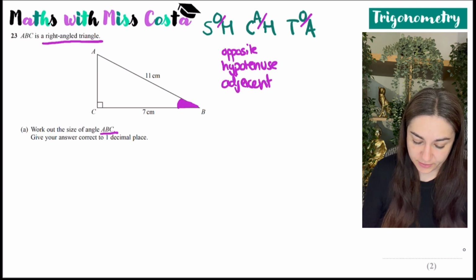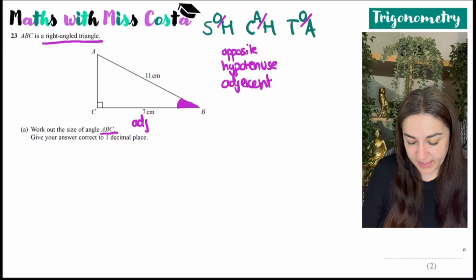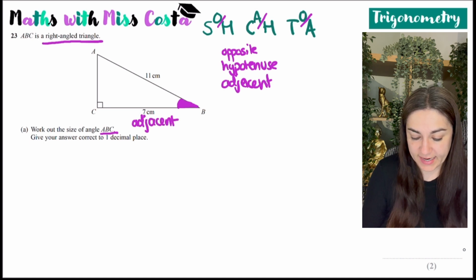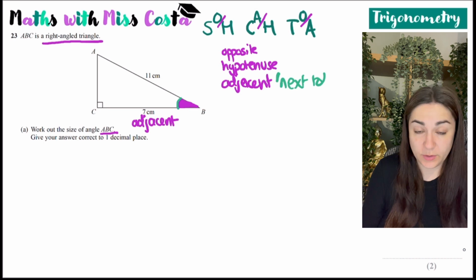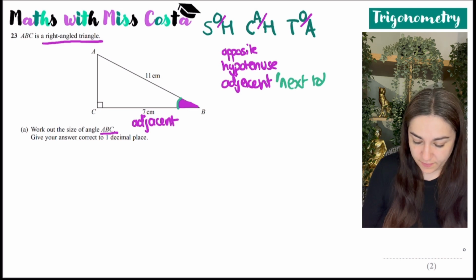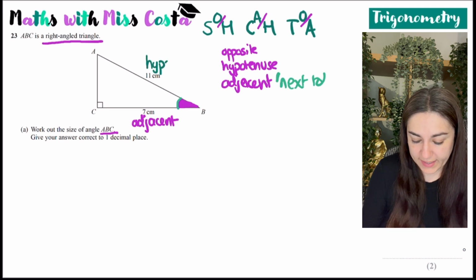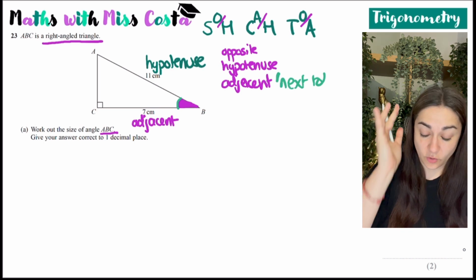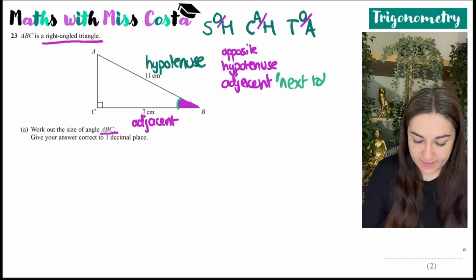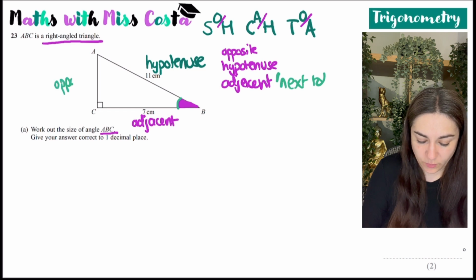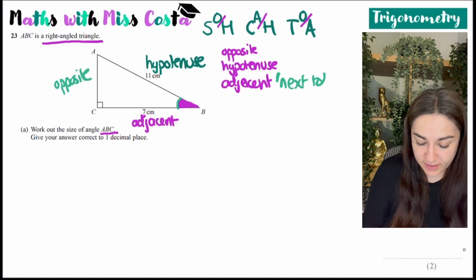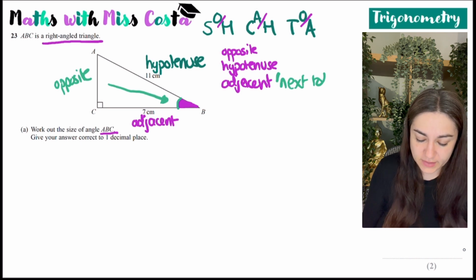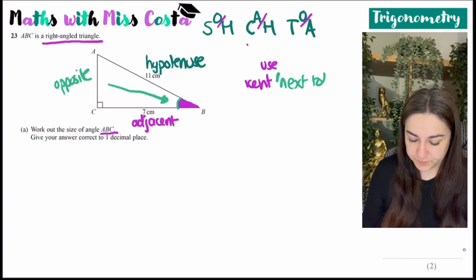So let's have a look. The adjacent is going to be here, because adjacent means next to. So it's literally the side that is next to your given angle. The hypotenuse is always the side opposite the right angle. It's always the diagonal with the longest side. And then the opposite side is the one that is opposite your given angle over here. So we label our triangle.